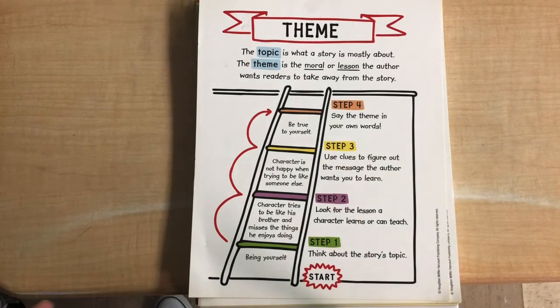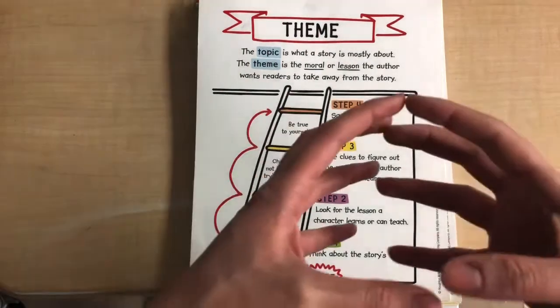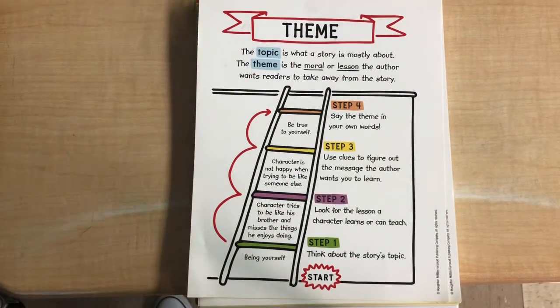You have to read the story. You have to ask yourself questions about the story, like who are the characters? What problem does the character face? How does the character solve the problem? What does the character learn from the story? How does the character change? So all of those questions you ask yourself, you read the story, you put it together, and that helps you find the theme or the lesson the author wants you to learn.